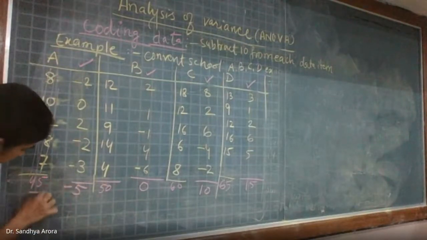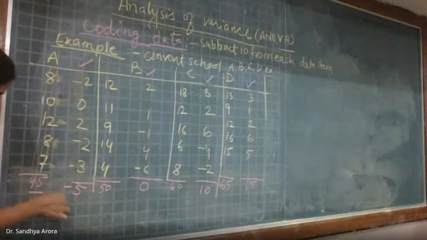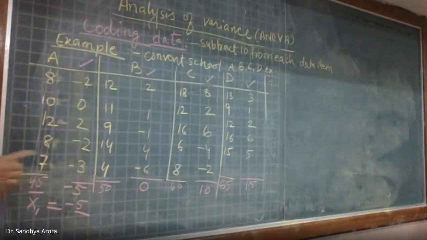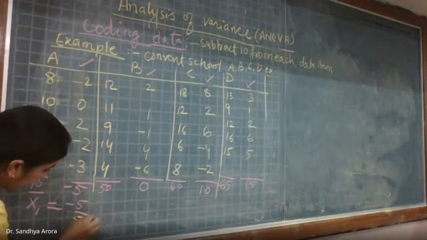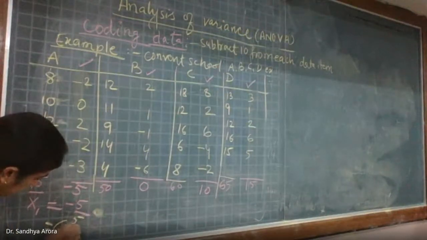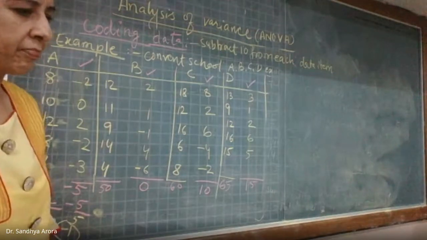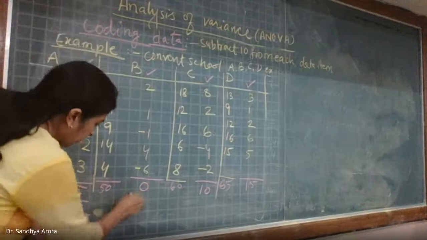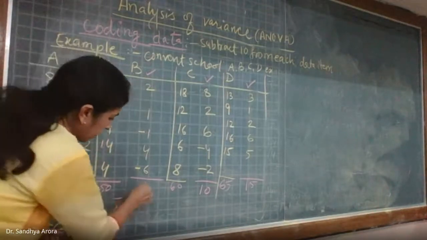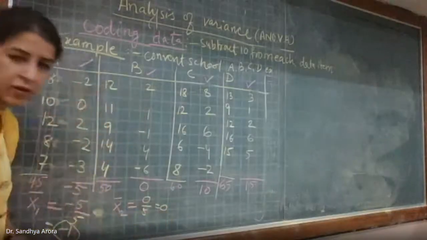First sample's x1 bar, what is the mean of this sample? -5 divided by how many quantities are there? 5 quantities. So -5 divided by 5, what mean do we get? -1. Okay. Mean for this is x2 bar. What is x2 bar? Summation is 0. 0 divided by 5 is 0. So second sample's mean is 0.